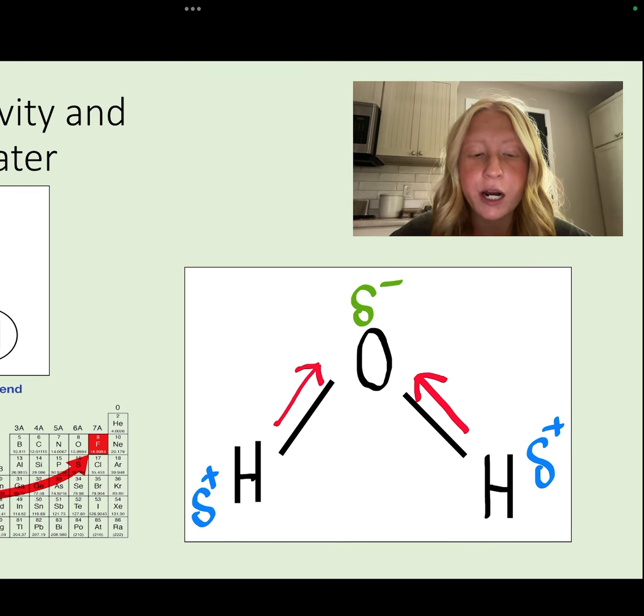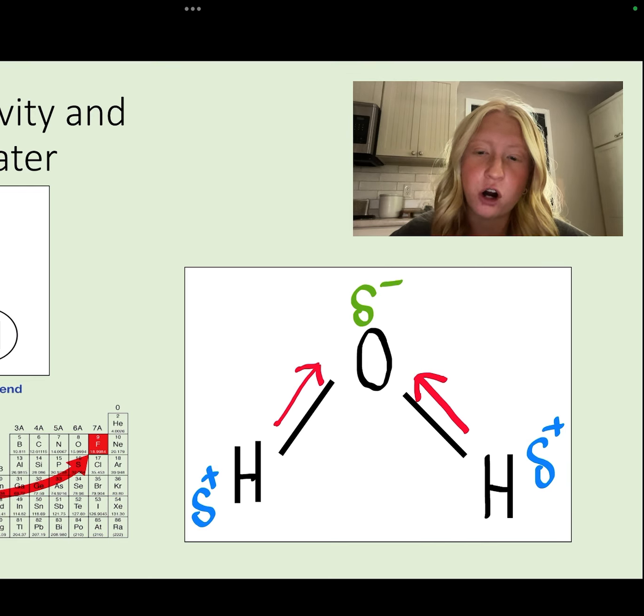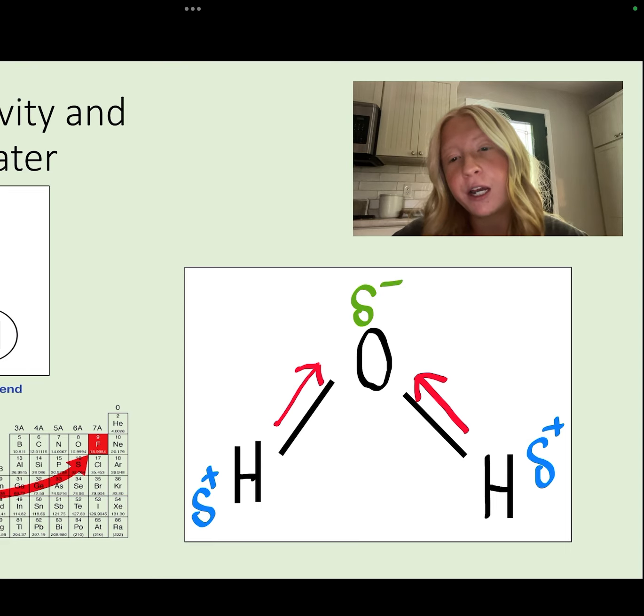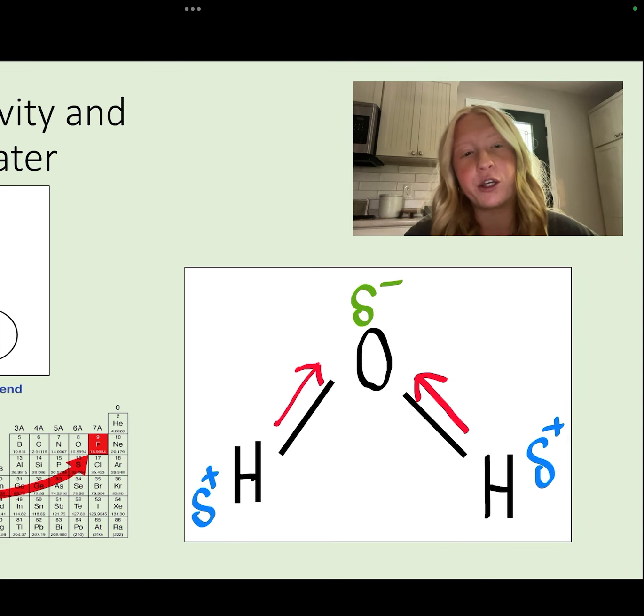And this also creates a pull, which can be shown by the red arrows in the image on the right. And this results in a partial negative charge on the oxygen and a partial positive charge on the hydrogen. The partial negative is in green and the partial positive is in blue. Because of this uneven distribution of charges, water is deemed a polar molecule.